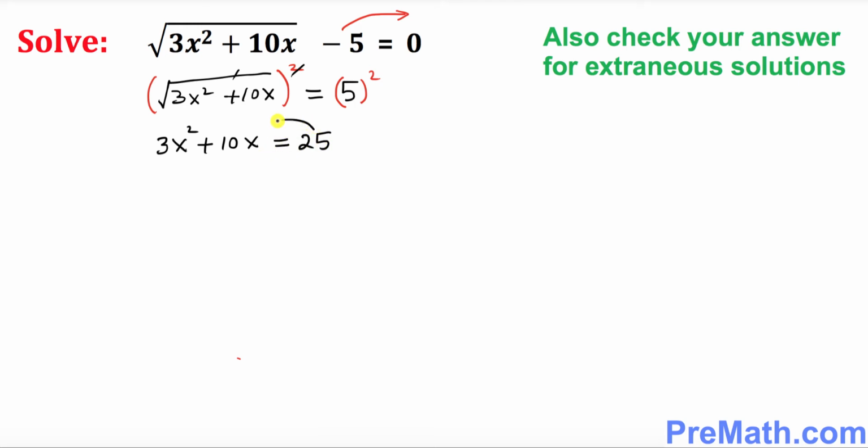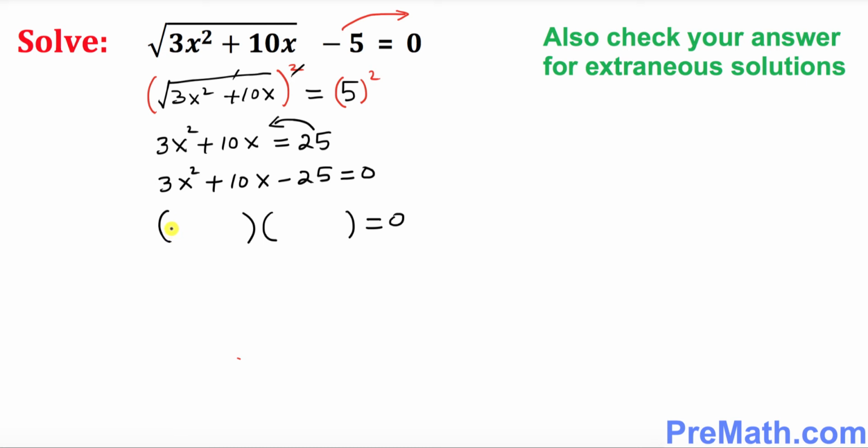Now I want you to move this 25 to the left hand side. Once you move it, it becomes -25. So 3x squared plus 10x minus 25 equals 0. So far so good. Now we're going to find the factors for this quadratic equation. Can you tell me what our factors are going to be?